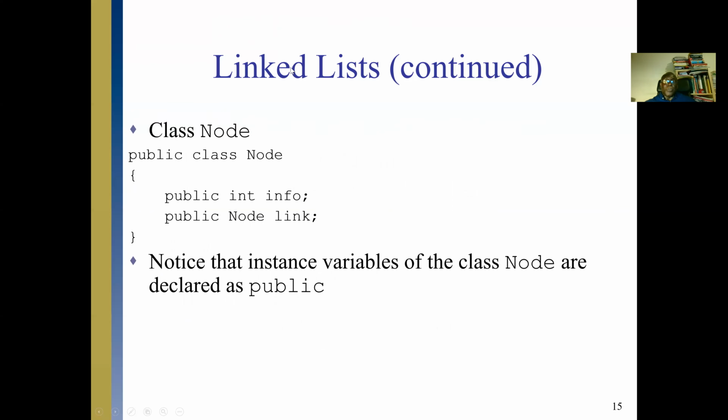So this is an example of a class node. Again, the keyword public class, and the name of the class is node. Node has 2 instance variables, as we said, the info. Here we are using int as a data type, but the data type can be any data type. Then we also have the address. So this will be the link, the address of the next node.